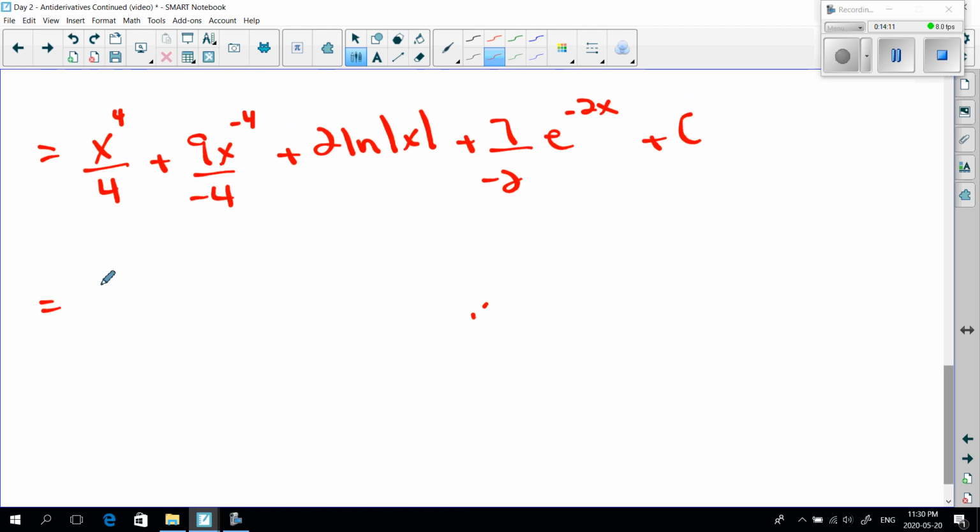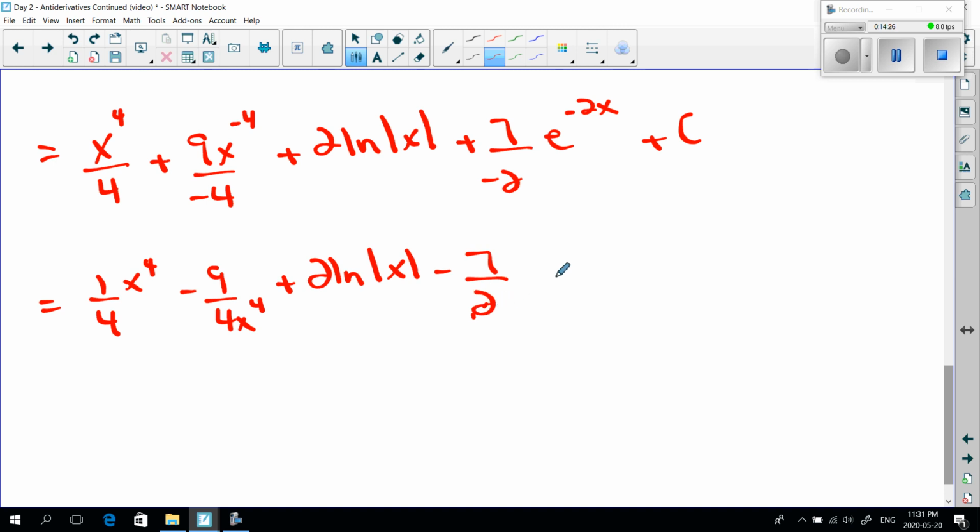It equals 1/4 x to the 4th minus 9/4, and the x to the 4th would go on the bottom here, plus 2 ln absolute x minus 7 over 2. And I'd even bring this down here, e to the 2x plus c.